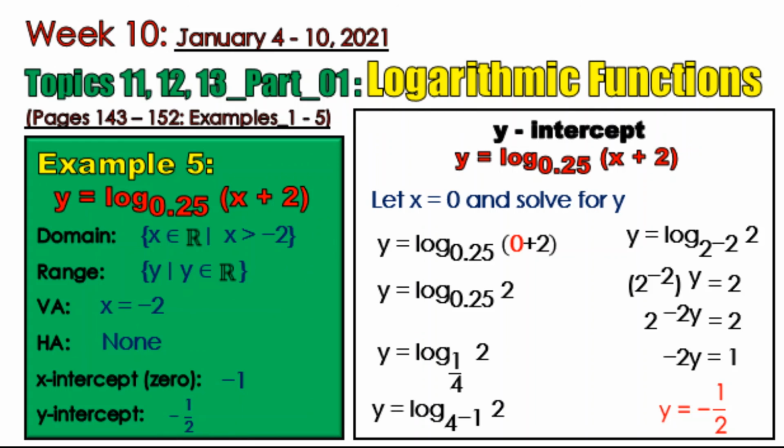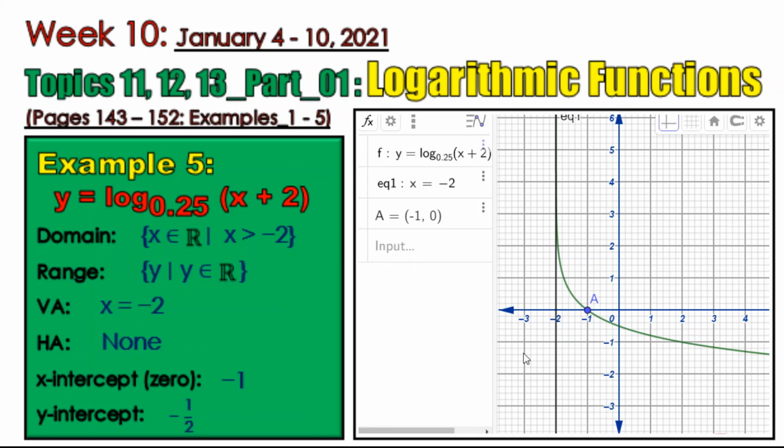So going back to our graph, the graph intersects your y-axis at point 0, negative 1/2. Okay, so this is the intersection of the graph and the y-axis, such that your y-intercept is negative 1/2 or negative 0.5.